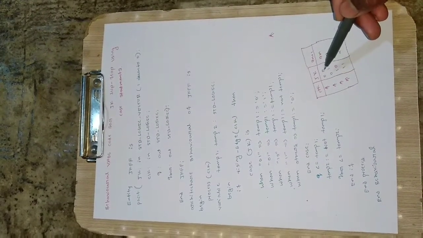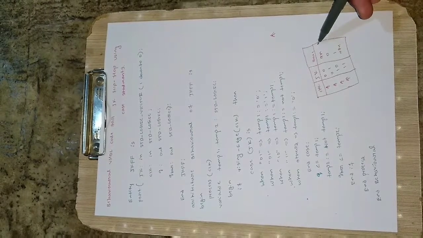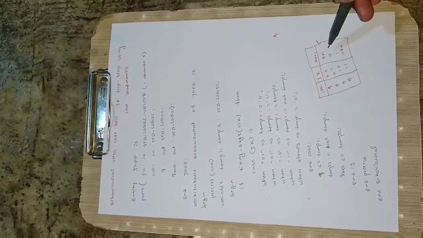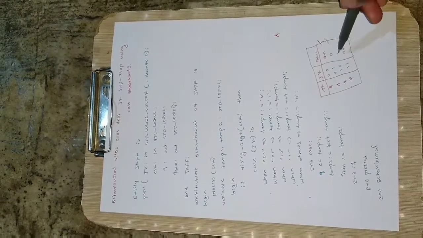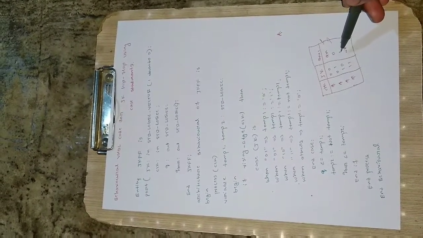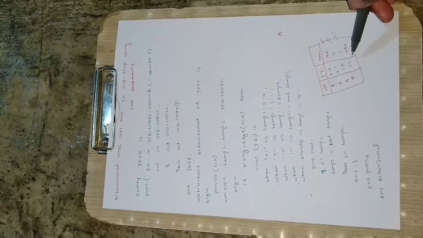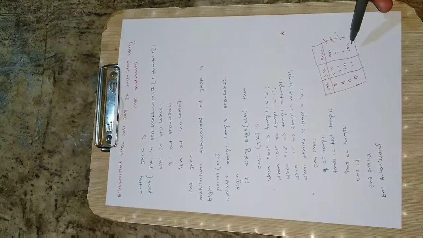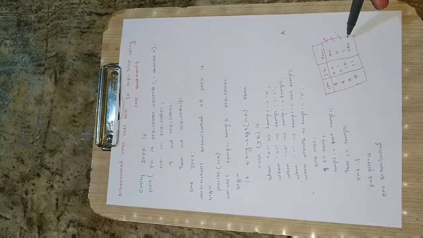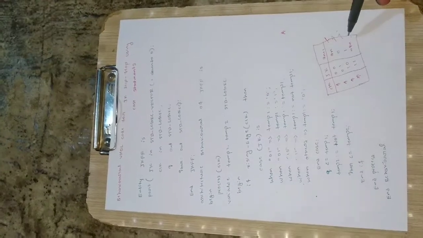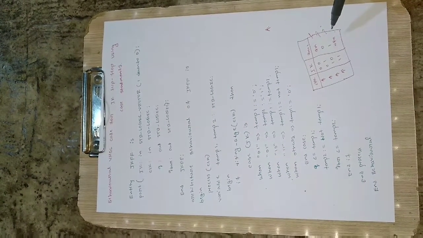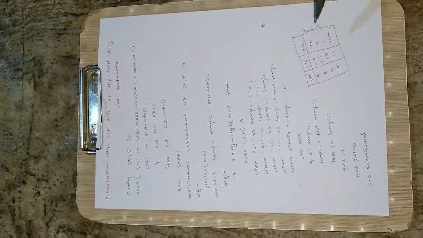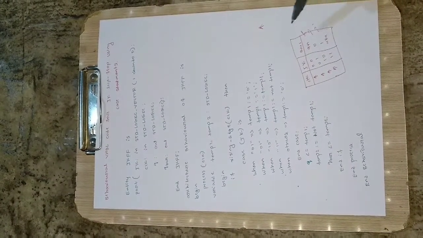If the input is 0 0, the output will be Qn, meaning there is no change, so this is the no change condition. If it is 0 1, the output will be 0, so that is the reset condition. If it is 1 0, the output will be 1, which is the set condition. And if it is 1 1, the output will be the negation of the previous output, which is called the toggle condition, where the output keeps changing its state from 0 to 1 and from 1 to 0. So this is a quick truth table for the JK flip-flop.